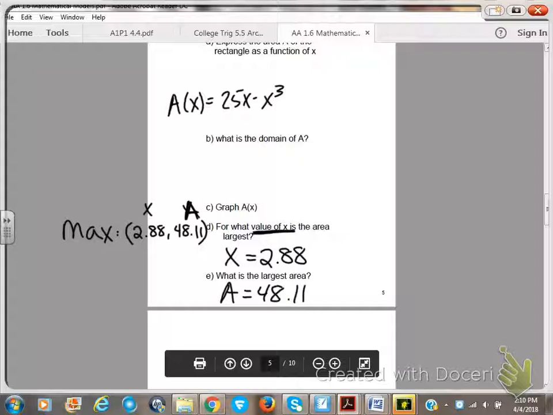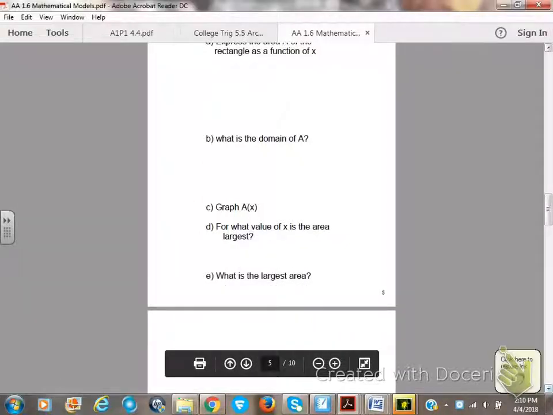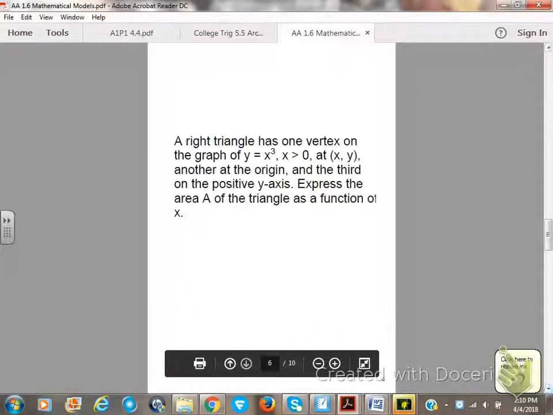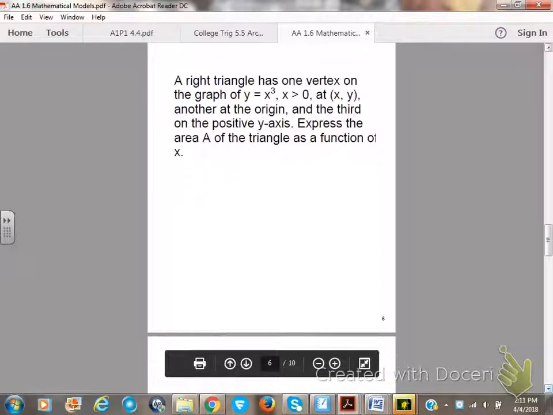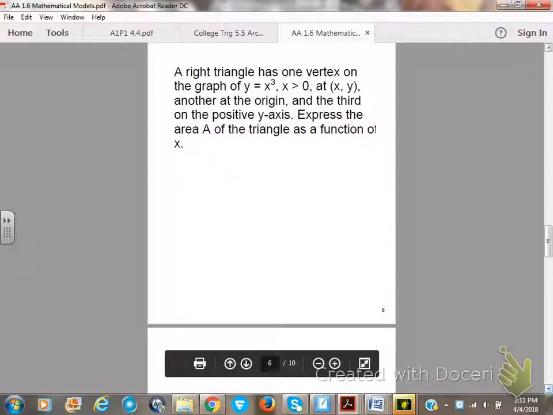Example 3. Dylan has got a blank line. You ready? Yeah, I got it. All right. A right triangle. So Gracie, last time it was a rectangle. This time we're going to draw a right triangle. It has one vertex on the graph of y equals x cubed, x greater than 0, at (x, y), another at the origin, and the third on the positive y-axis. Express the area A of the triangle as a function of x.